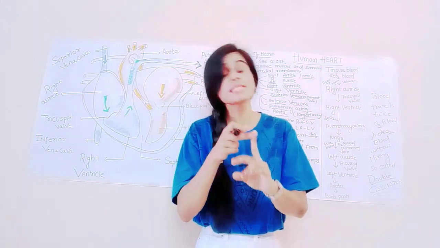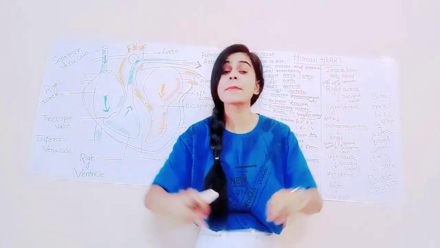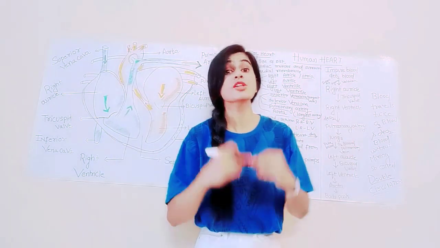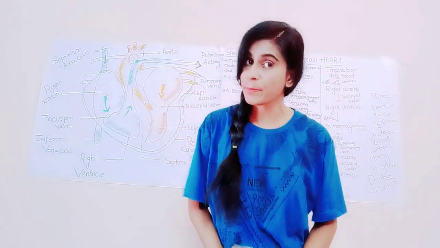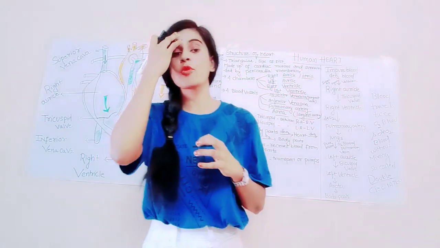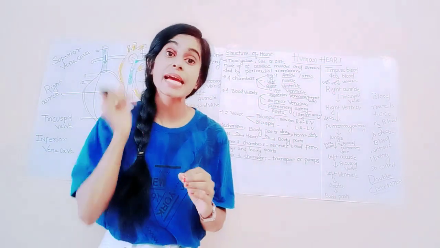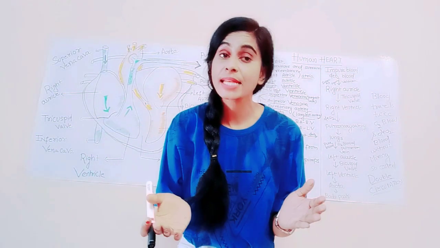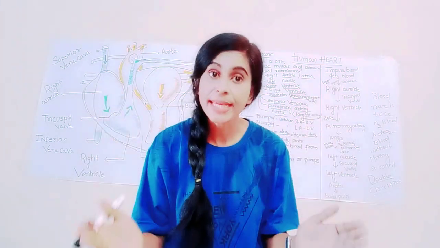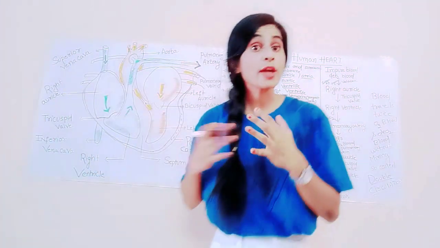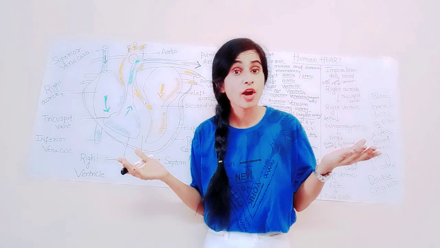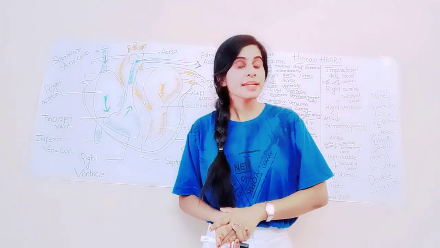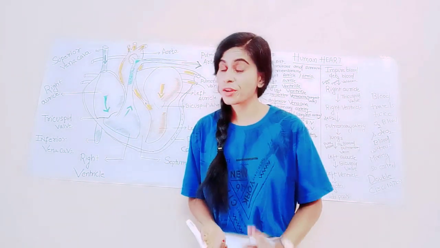The heart is surrounded by an outer membrane, and that membrane is called the pericardial membrane. Inside that membrane, a fluid is present, and that fluid is called the pericardial fluid, which protects our heart from any kind of shock, children. Now, do you understand the structure of the heart?